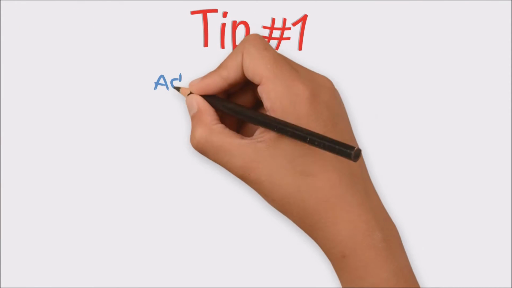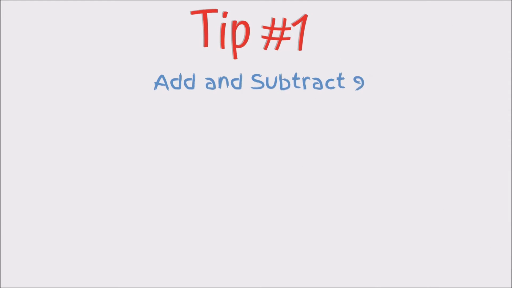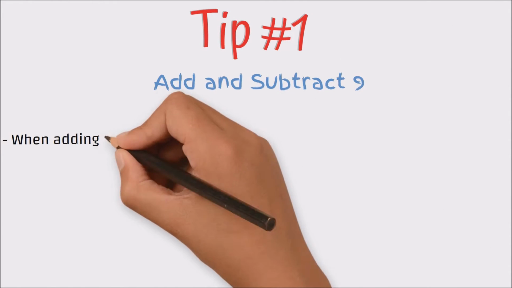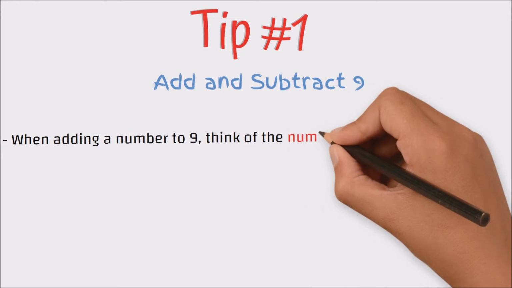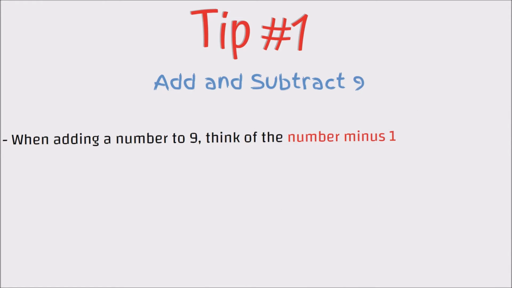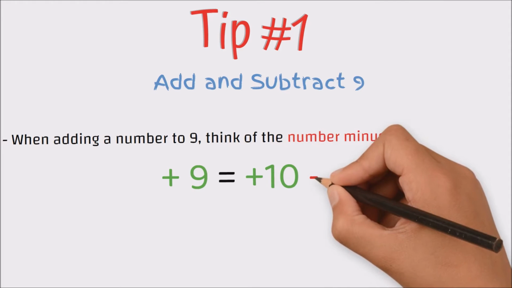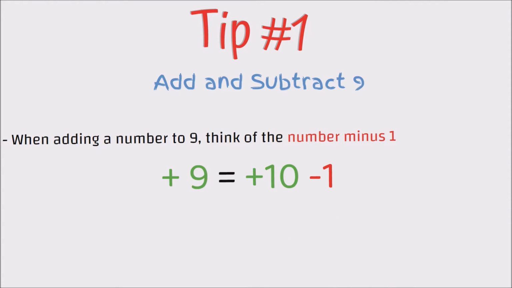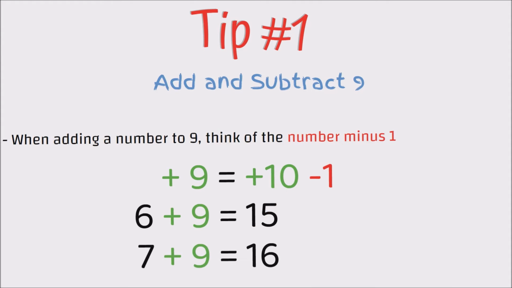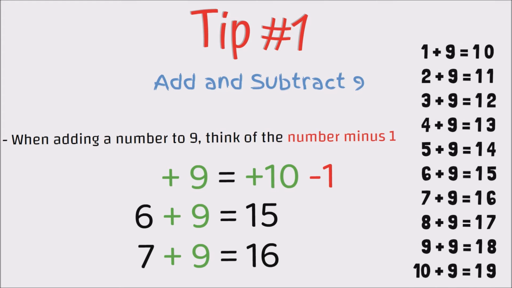Number 1. Finding the ones digit when we add and subtract 9. The first tip is that when adding a number to 9, think of the number minus 1. The reason is because adding 9 is the same as adding 10 and then subtracting 1. So the ones digit of the result will always be 1 less. For example, if it's 6 plus 9, the first thing I see is 5. If it's 7 plus 9, you think 6. You can actually do this with other numbers like adding 8 and thinking of the number less 2, but I found that 9 is the most natural one to remember since it's just 1 less.